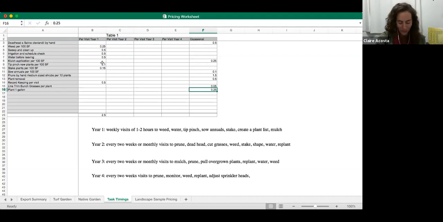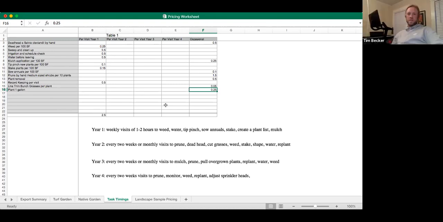So again, this is something that you determine. You can also customize it to be per plant. It totally depends. But I think it's helpful to have each of these tasks, like we do below, given an hour or amount of time, so that you can have a really accurate estimate.